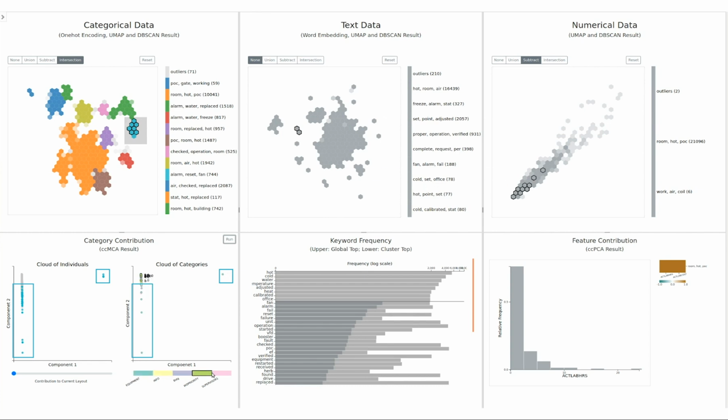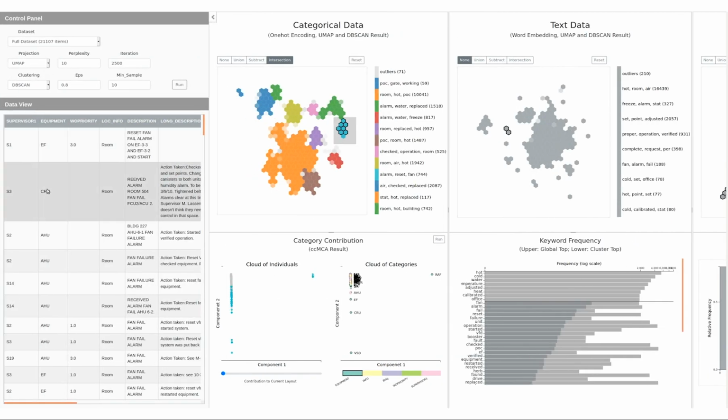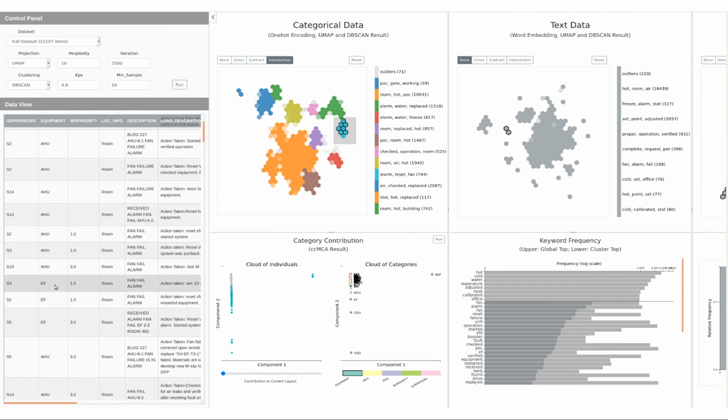From the category contribution panel and the slide-out tabular view, we can see that several types of equipment, such as RAF, EF, VSD, CRU, and AHU, contribute the most to this cluster. By consulting domain experts, we learned that such equipment has always had relatively unreliable fans.